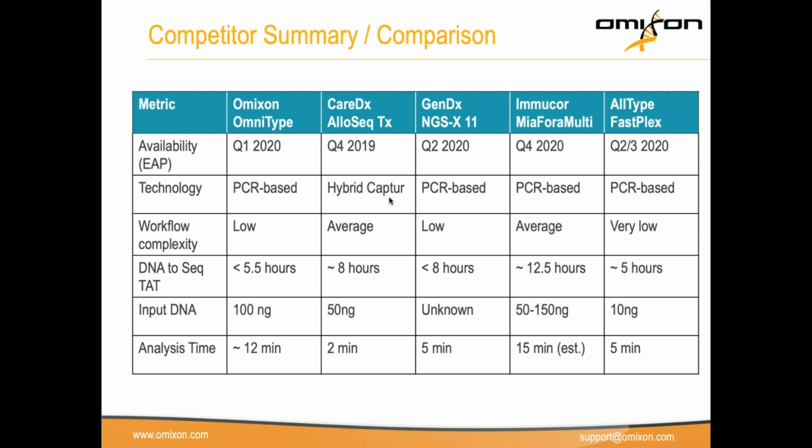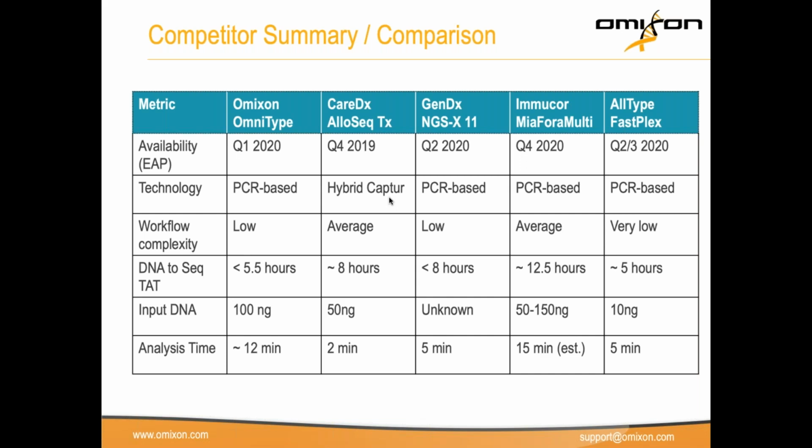The analysis time for each sample, as we can see down here in the bottom of the table, currently the OmniType takes approximately 10 to 12 minutes per sample. I already mentioned that there is ongoing work to reduce that to 5 minutes or less. This is the ultimate goal.